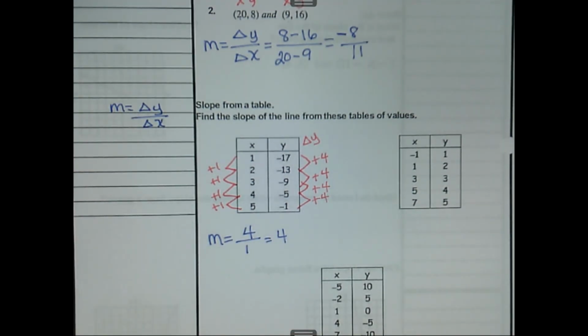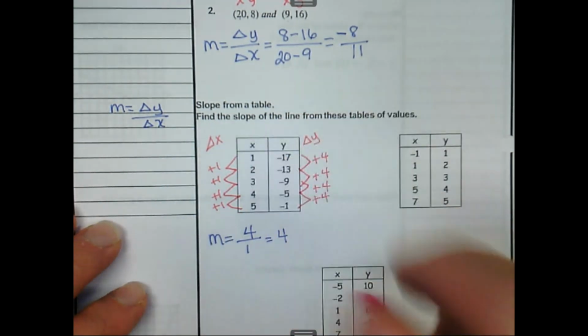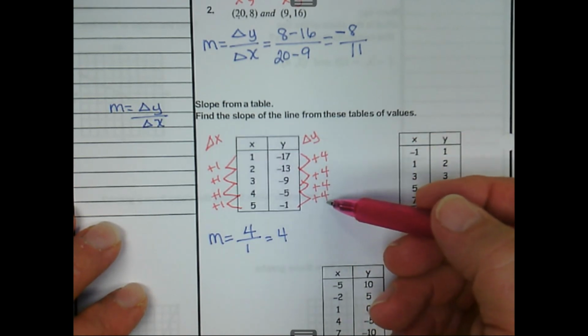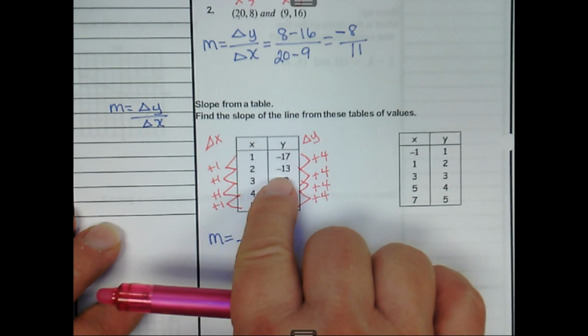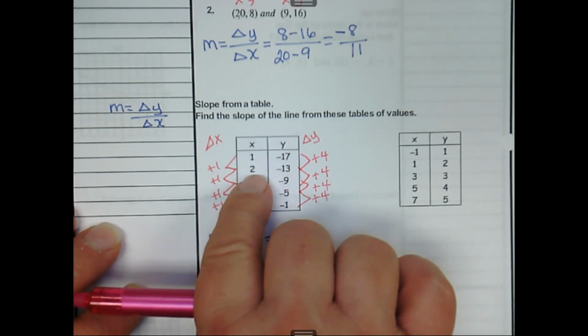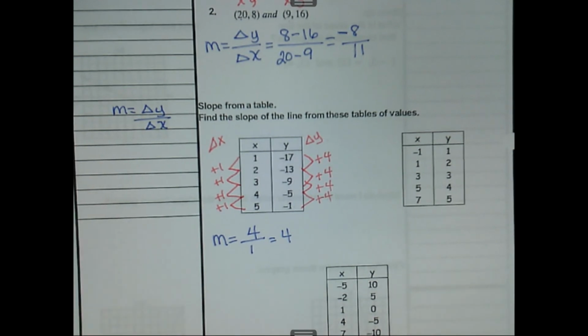Okay. This is my delta x on this side. There's your y values, how they change. You just analyze what it takes to go from one number to the next. Same on your x's. What does it take to go from one number to the next? Okay, so let's jump over to the next one.